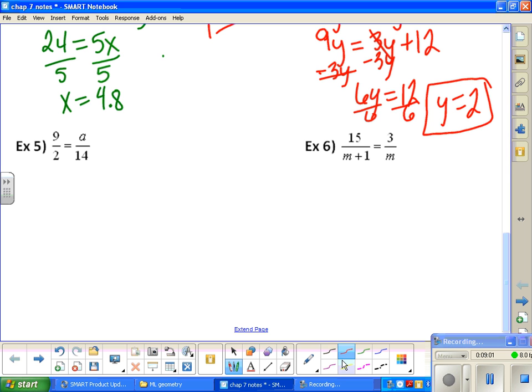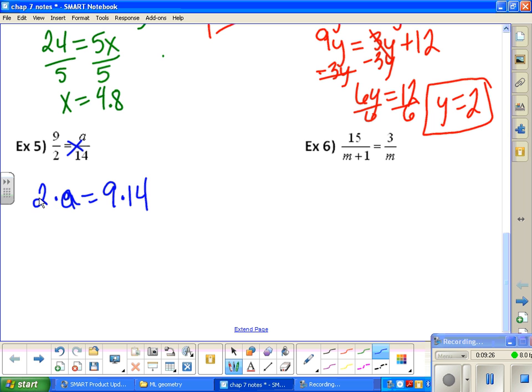Okay, the next one, again, I'm going to go ahead and cross multiply. This is an easier one. I have 2 times a equals 9 times 14. If you notice, it doesn't matter which way you go. I could have written 9 times 14 equals 2 times a. I could have written a times 2 equals 14 times 9. It doesn't matter which one you write first or second.